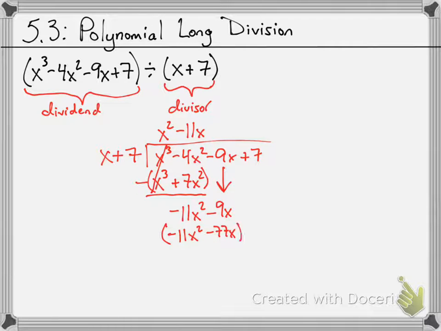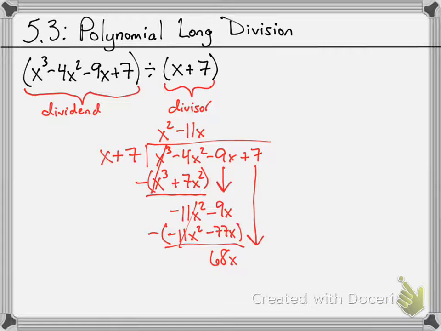Once again, once I get these terms, I'm going to subtract them away from what I had down here in the bottom. So negative 11x squared minus negative 11x squared is going to cancel out, because subtracting a negative gets you a positive, so that goes away. Negative 9x minus negative 77x is the same as negative 9 plus 77. That gets me 68x.